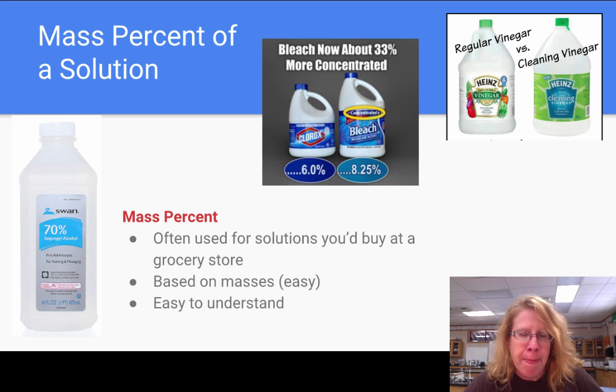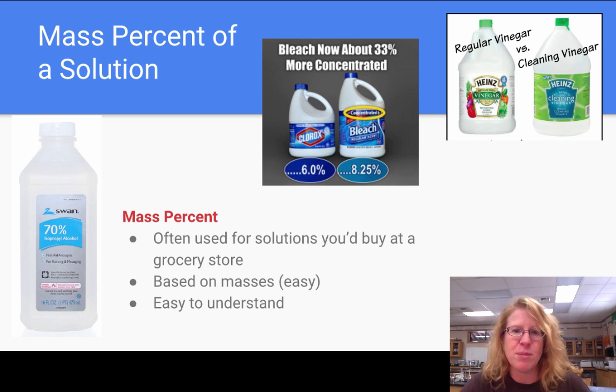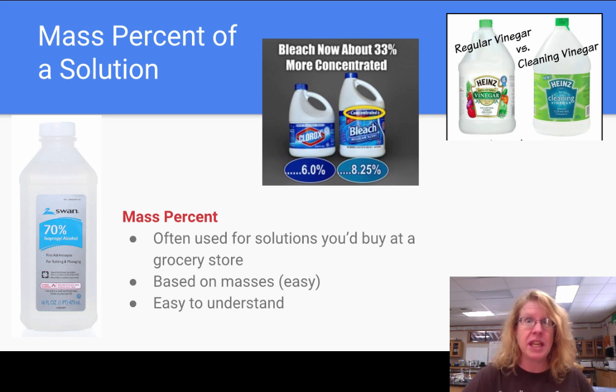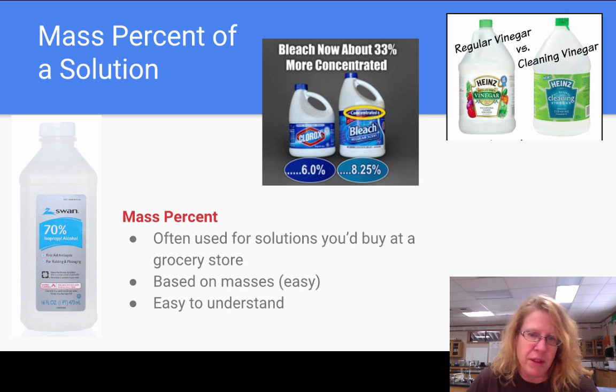So mass percent. You'll see this at the grocery store quite a bit. If you walk around and look closely at labels, they'll say 70% isopropyl alcohol, 3% hydrogen peroxide, different kinds of bleach, 6% versus 8%. Vinegar, for example, is another one. Regular vinegar is 5 to 8% versus cleaning vinegar, which is like 20%. You definitely do not want to put cleaning vinegar on your salad. It would burn your mouth. Not a lot of fun.